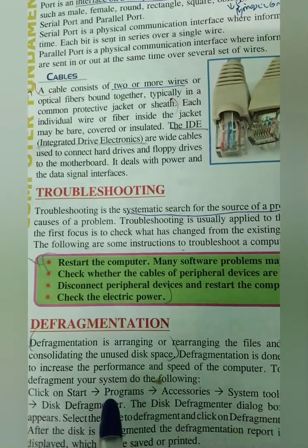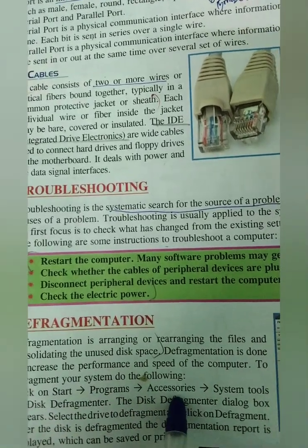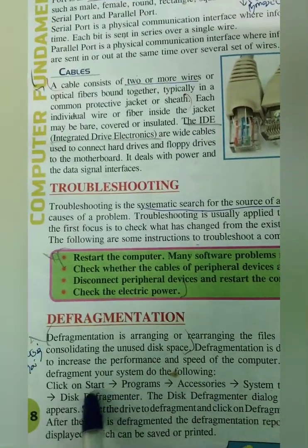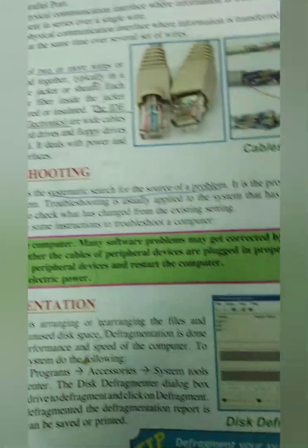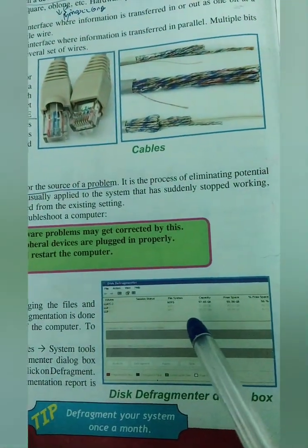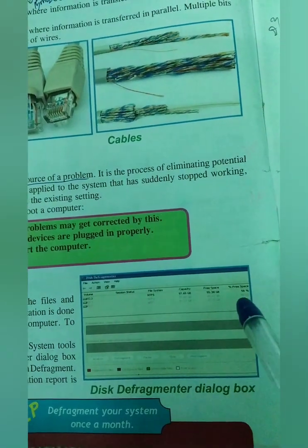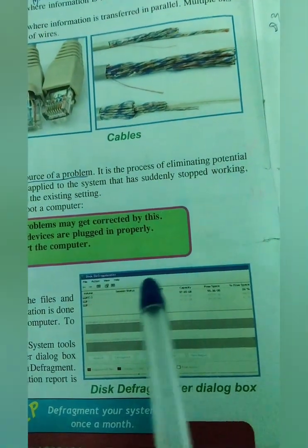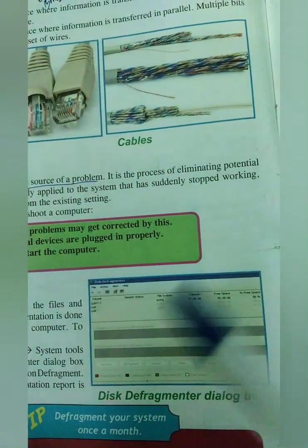How will defragmentation occur? First we have to go to Start, then Programs, then Accessories, then System Tools. In that, click on Disk Defragmenter. So this dialog box will appear, and here we have to select the drive to defragment and click on Defragment. After the disk is defragmented, the defragmentation report will be displayed and it can be printed and saved.